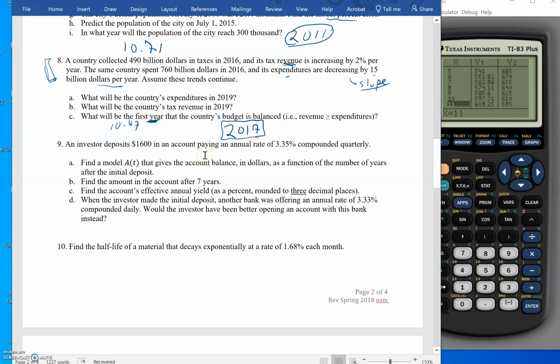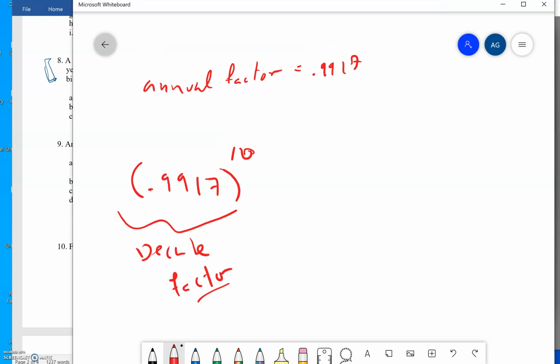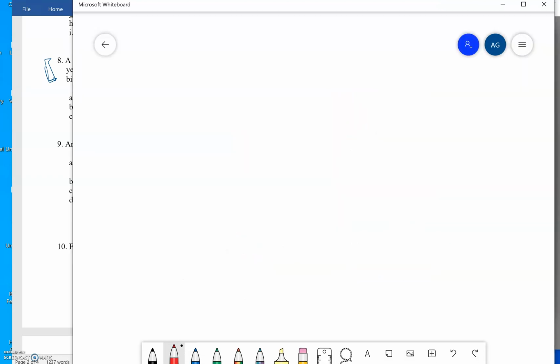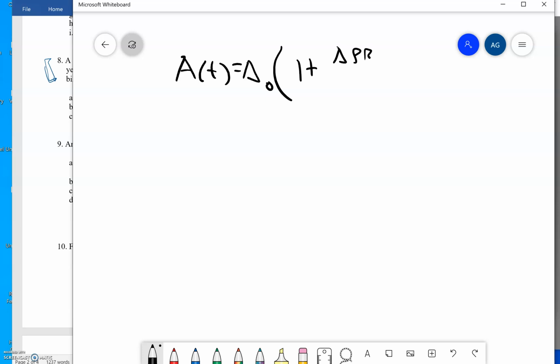Moving on, number 9. An investor deposits $1,600 into an account paying an annual rate of 3.35% compounded quarterly. And then we're going to find the model for this and then answer some questions. So this is a compounded growth model that we have. So we're going to use our formula for compound growth, which is this guy right here.